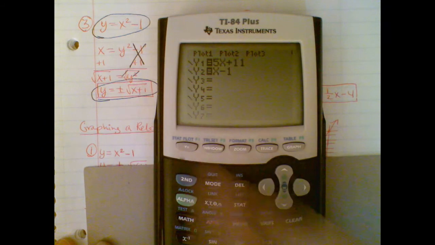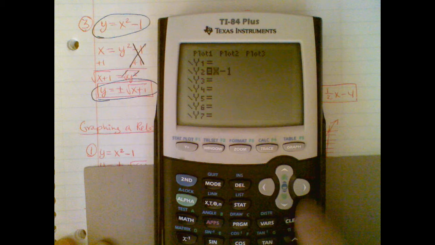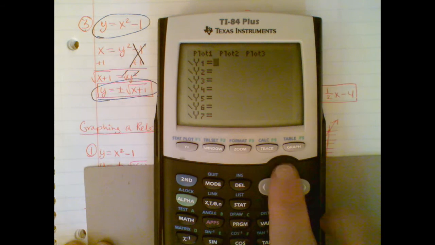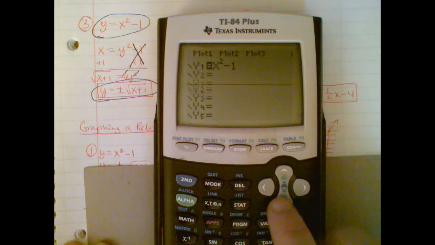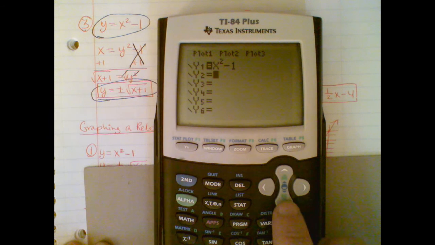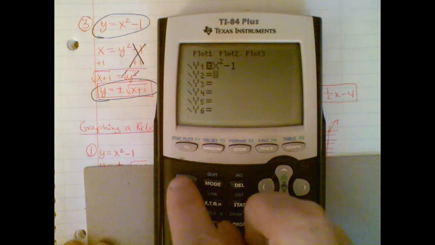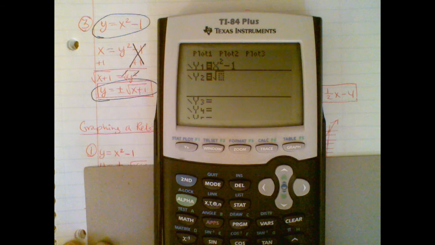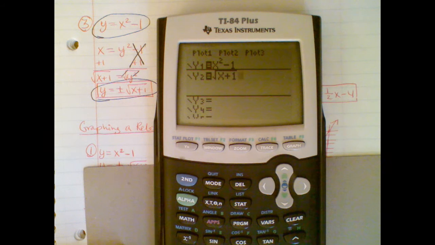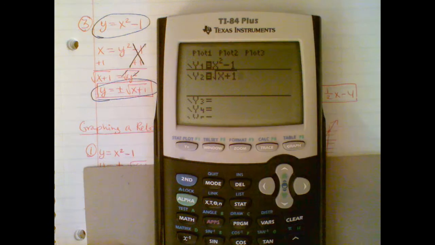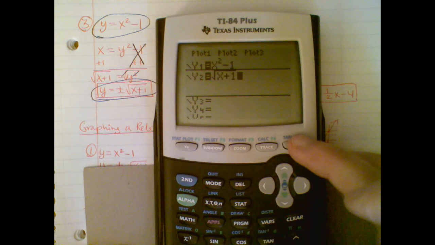So we're going to go to y equals. We clear out the equations that I have in there. We have x squared minus 1, and then our second graph, we're going to have plus or minus, and then our square root of x plus 1. Now the graphing calculator, I do not know how to do the plus or minus sign, but I'm going to show you how to get that plus or minus in terms of your graph. So go ahead and just graph it.